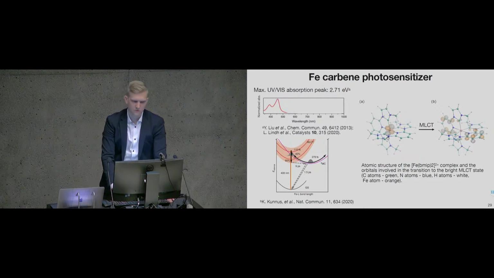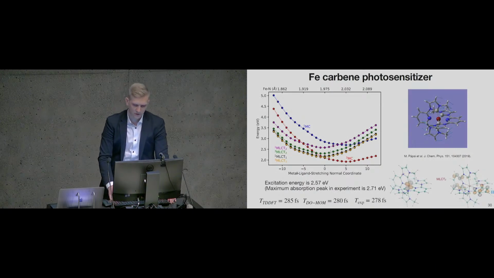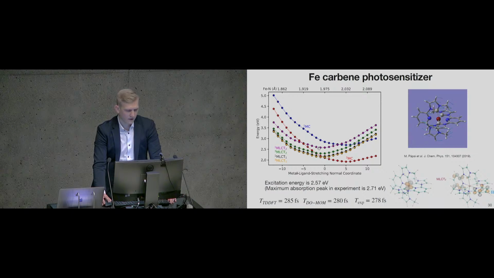Then we apply this method to the calculation of charge transfer excitation in iron photosensitizers. As I said, the relevant excitation is from metal center to the ligand. And from the experiment, we know that the maximum absorption peak corresponds to 2.71 eV. And what is also known is that the oscillation period in a metal center state is 278 femtoseconds. So we applied the developed methodology to the calculation of the potential energy curves in the excited state along the metal ligand stretching normal coordinate.